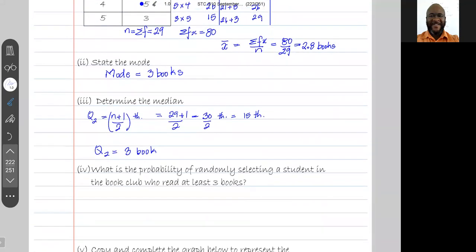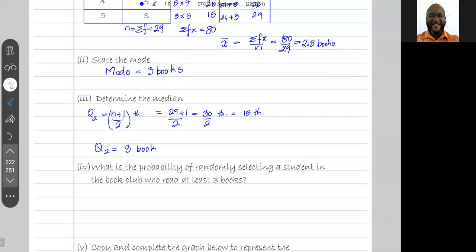Hear this question. What is the probability of randomly selecting a student in the book club who read at least 3 books? Guys, I'm sure I said this already. At least is an inequality term and it means greater than or equal to.